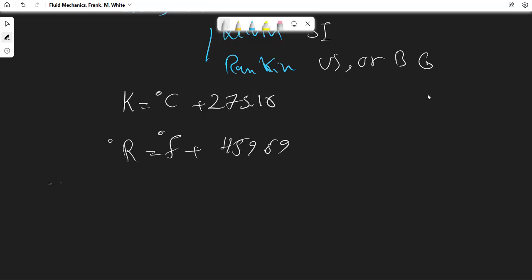Anyway, the next is density. This property of fluid is density. The density of a fluid is denoted by rho.